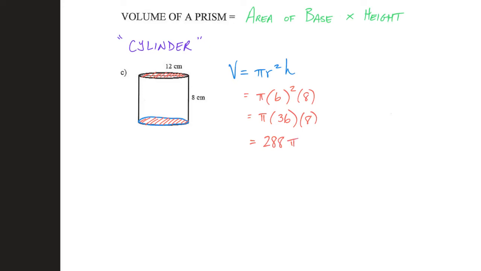Now, as we discussed earlier, you can leave that in that form as long as we put on our units. Or we could change that into an approximate after we found the 288, and we're going to get 904.78 centimeters cubed. And there we go.